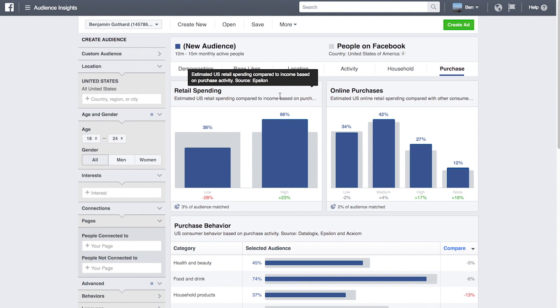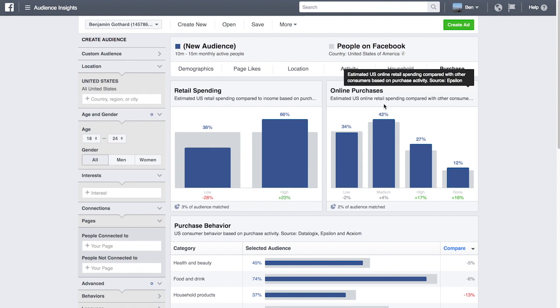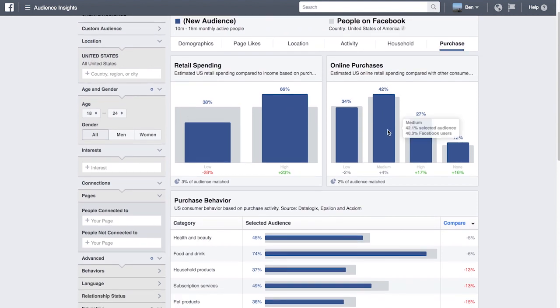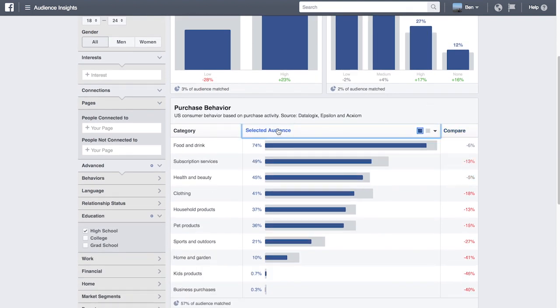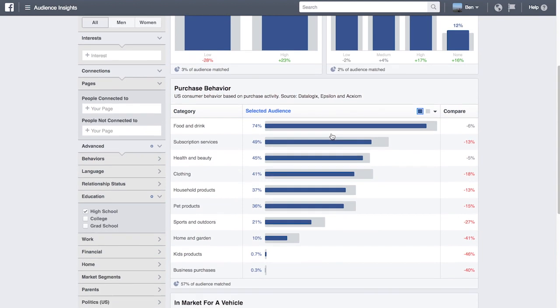So spending compared to income, okay, there's a lot of high spenders. Some people, a medium amount of online purchases. The purchase behavior, most of what these people are buying are in the food and drink category. Subscriptions, health and beauty, clothing, household products, pet products, sports and outdoors, home and garden.